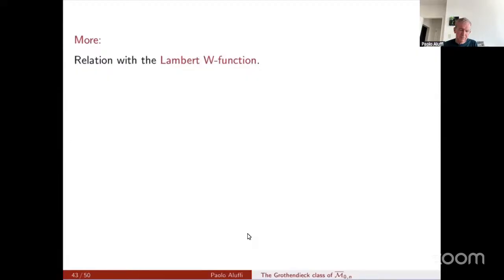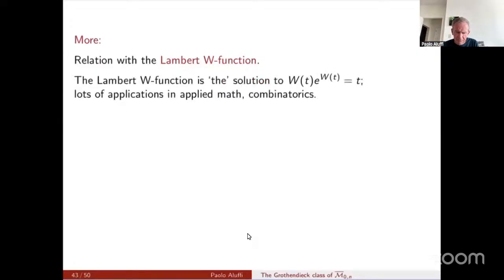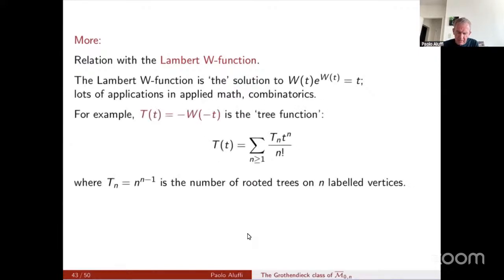I still have a little bit of time, and this is also very beautiful. I did not know anything about the Lambert W function, but that's something else that has extensive literature about it. It shows up in all sorts of contexts. It is the solution to the equation W(t) e^{W(t)} = t. I say "a" solution because there's more than one, but something called the principal branch is what I'm talking about here. If you make a very minor modification, then you get the so-called tree function. It's called the tree function because the coefficients in here count the number of rooted trees on n labeled vertices.